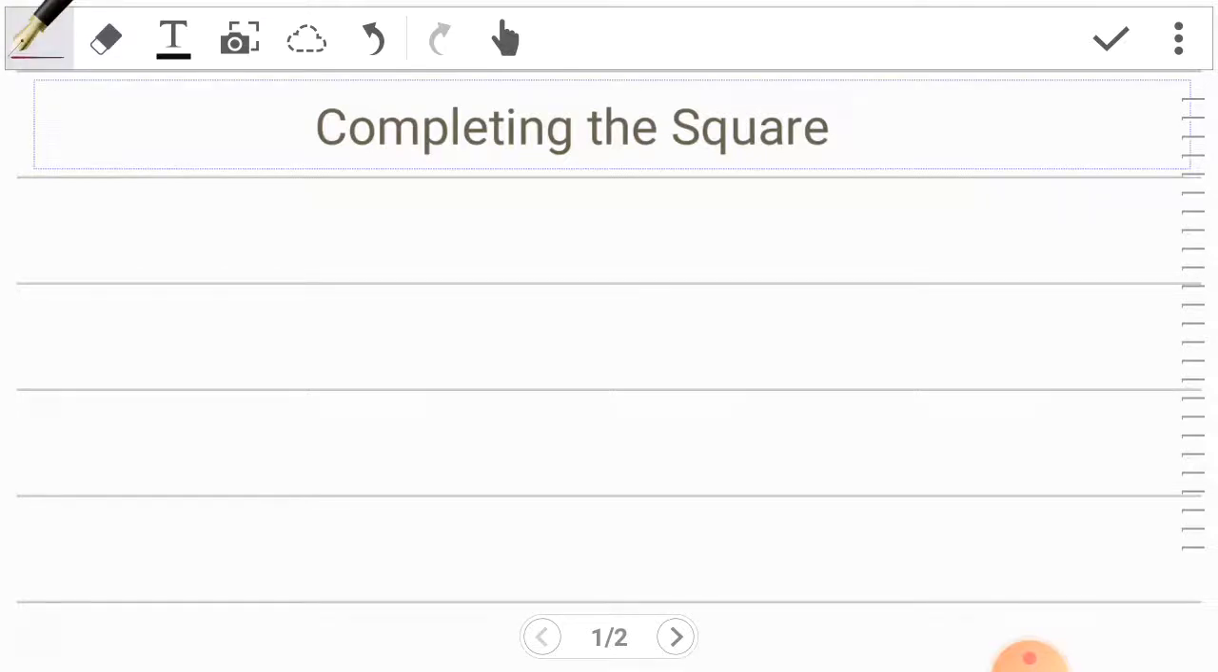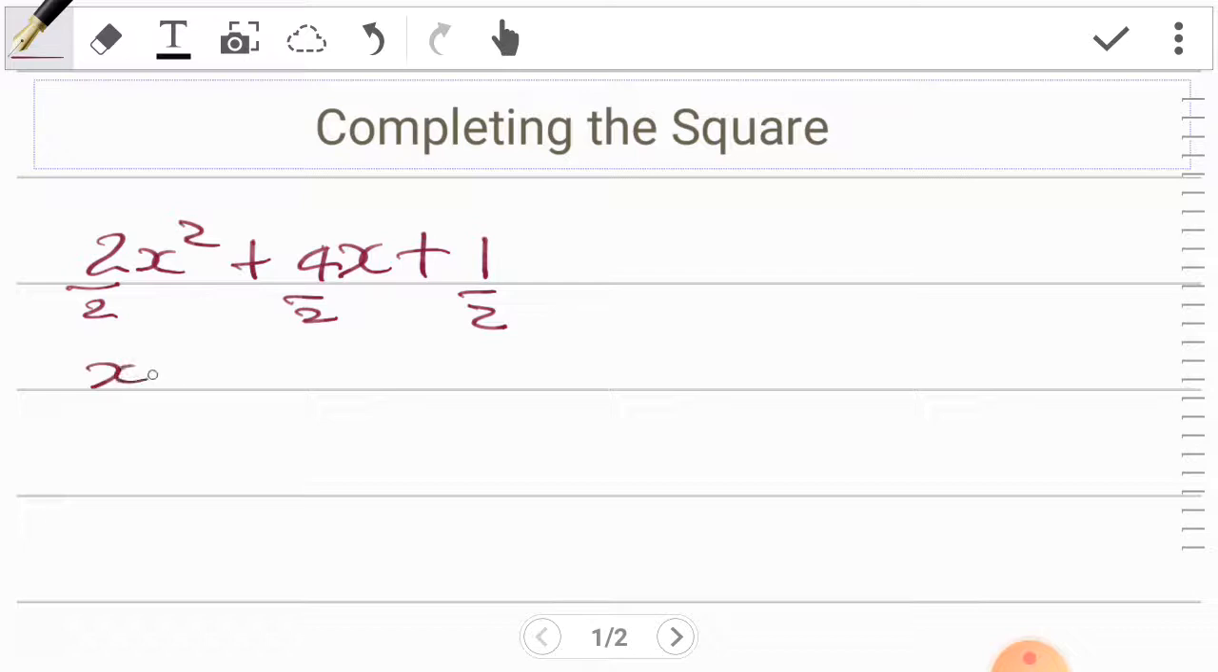Let us say that we have 2x² + 4x + 1. One of the first things that we want to do is to make sure that the coefficient of the square of x becomes positive 1. So we're going to divide everything throughout by 2 so that we're able to get it in that form. So let's rewrite this. We're looking at x² + 2x + 1/2.